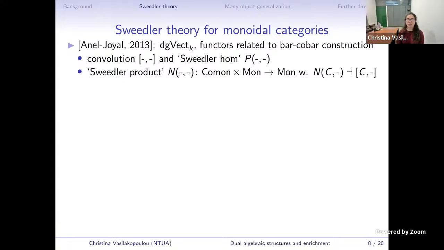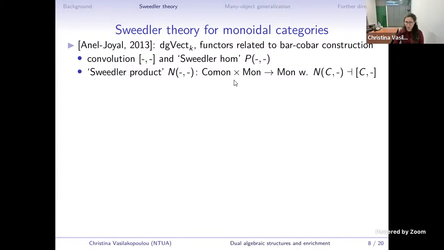So they were interested in formally understanding the bar-cobar construction for algebras, which has to do with an adjunction between pointed differential graded coalgebras and algebras, and in fact can be viewed as a special case of this adjunction I was talking about earlier. But what's also very involved here is not only convolution and the Sweedler hom, which is what we saw on the previous slide, but also another adjoint, which is called the Sweedler product. So now we have a triple of adjunctions, basically, a triple of adjoints, I'm sorry.